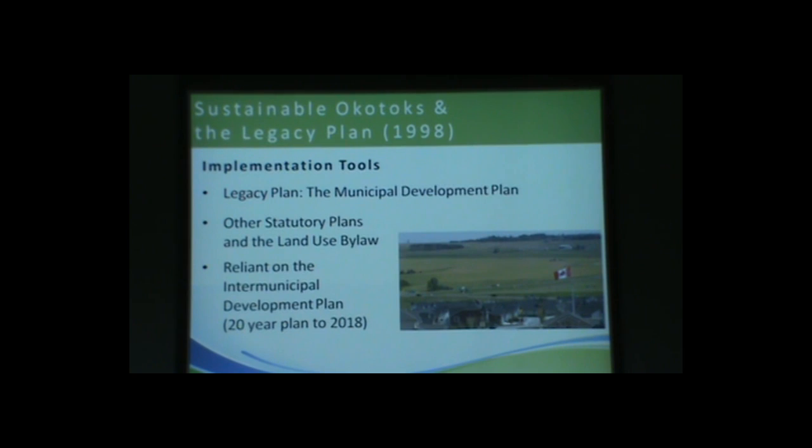There were several implementation tools put into place for this plan. First was the Legacy Plan, or the Municipal Development Plan for Okotoks. All other statutory plans and the land use bylaw for Okotoks align with the municipal plan. Implementation also relies on what is called the Intermunicipal Development Plan, an agreement between the MD of Foothills and the Town of Okotoks. It was adopted at the same time as the Legacy Plan and is a 20-year plan.